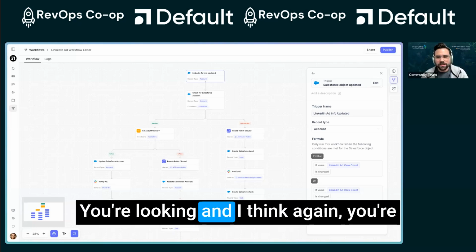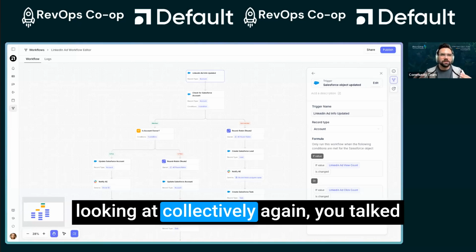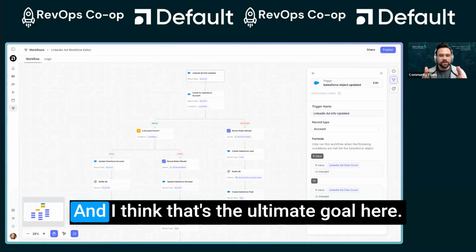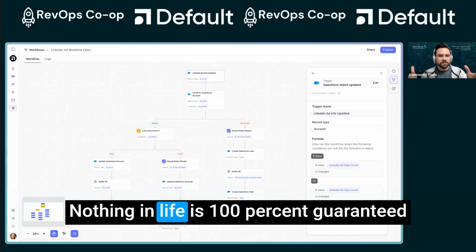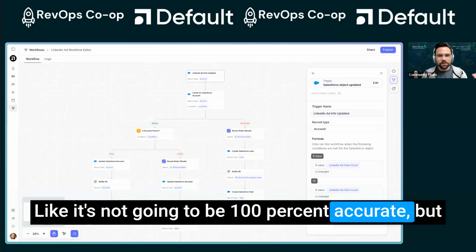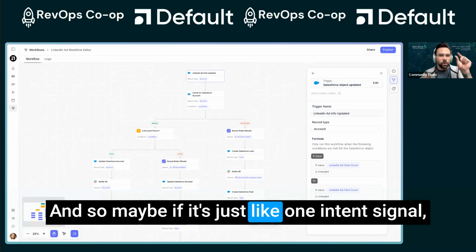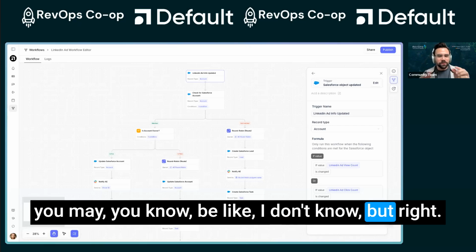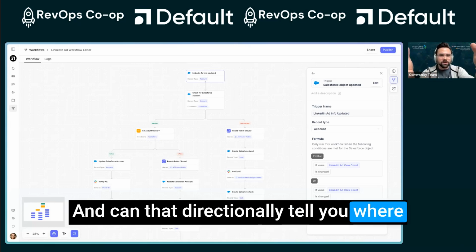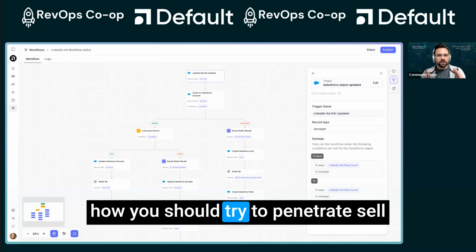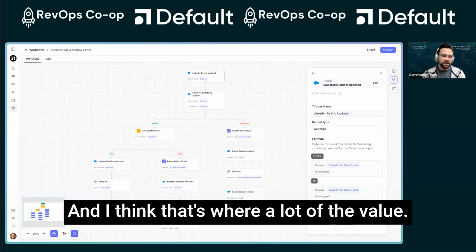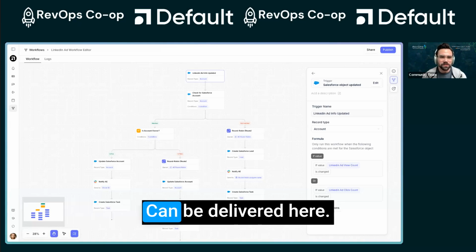And that makes sense. You're looking collectively at the package of stuff that you're putting together for your reps, and I think that's the ultimate goal here. Nothing in life is 100% guaranteed or certain. Same with intent signals. It's not going to be 100% accurate, so if it's just one intent signal, you may be like, I don't know. But if you package a bunch of stuff together, what does the package look like? And can that directionally tell you where you should head, what you should do, how you should try to penetrate and sell into that particular account? The answer to that is yes. And I think that's where a lot of the value can be delivered here.